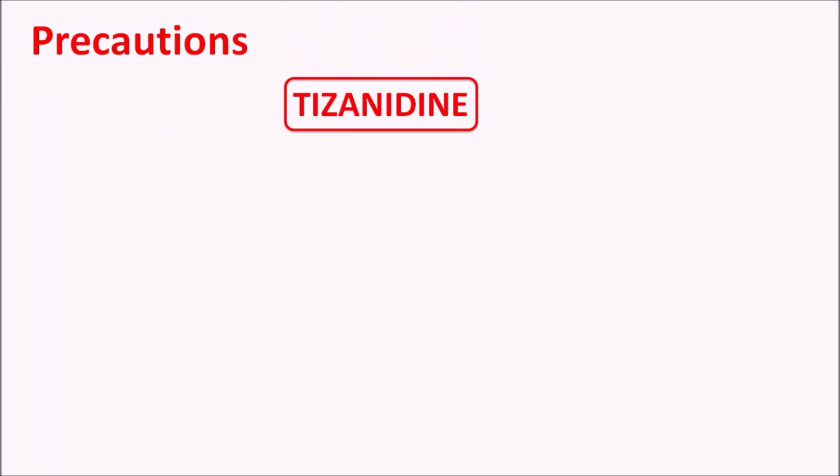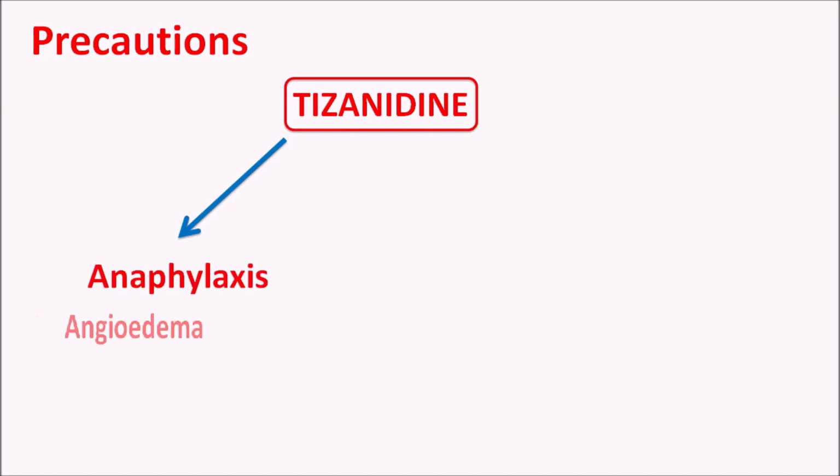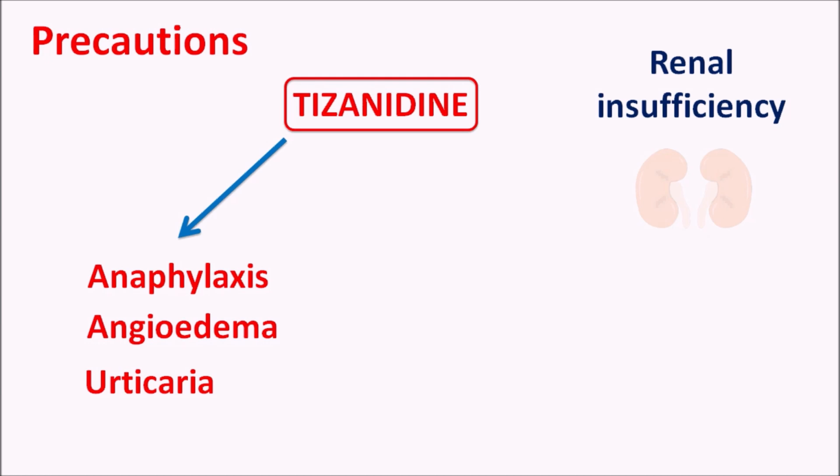Finally, tizanidine can also produce hypersensitive reactions such as anaphylaxis, angioedema. It can produce some swelling of lips and tongue. Even it can produce urticaria. And in the patients with any renal insufficiency, this tizanidine should be used at low dose in order to prevent any hypotension and sedation in the patients.